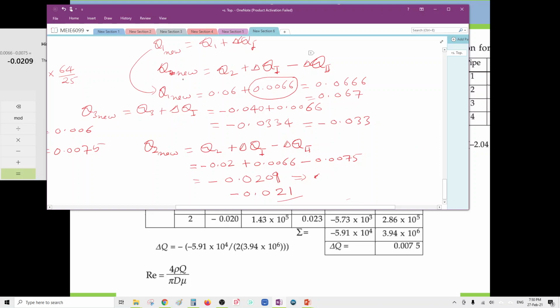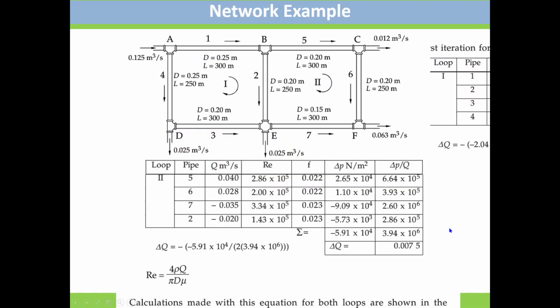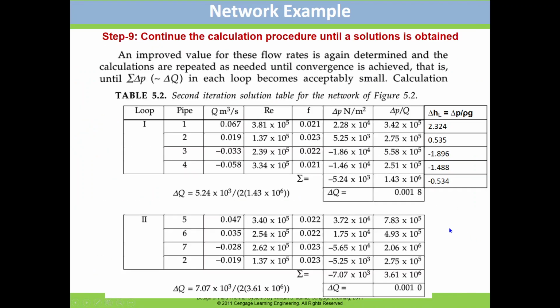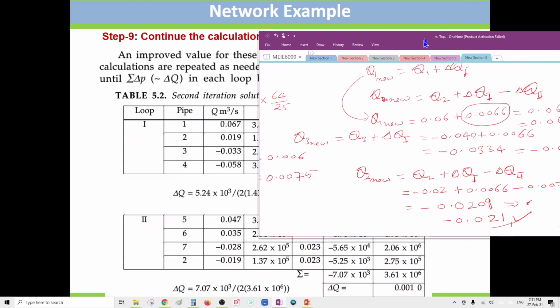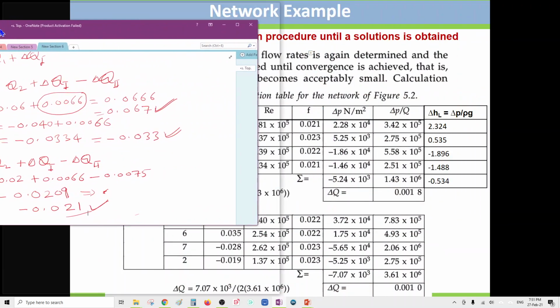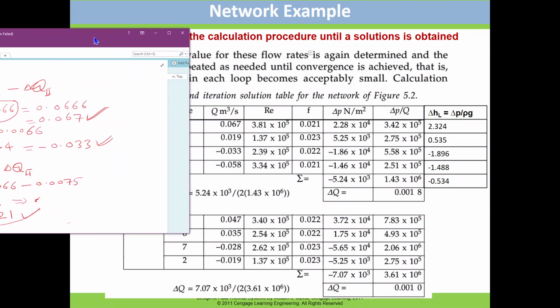So for Q1, what is our value? The value for Q1 is this one. For Q3, the value is this one. For Q2, the value is this one. Similarly, we can calculate Q4 also. So when we prepare the new table for the second iteration, we have to substitute the corrected values, right? So what are our corrected values?